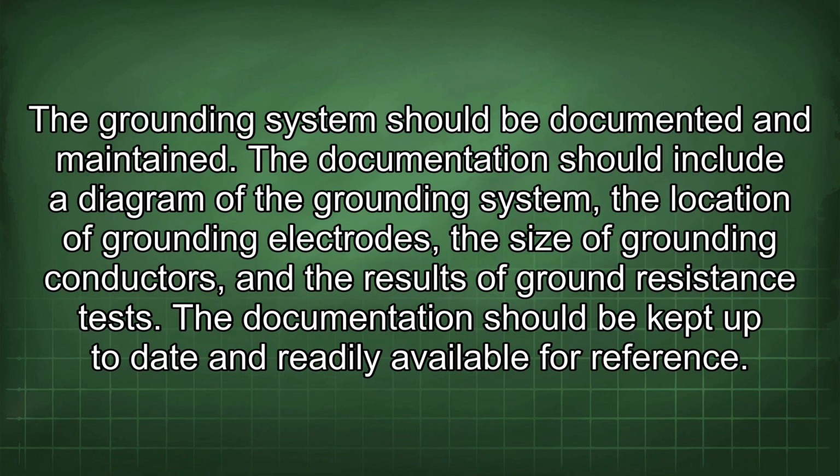The grounding system should be documented and maintained. The documentation should include a diagram of the grounding system, the location of grounding electrodes, the size of grounding conductors, and the results of ground resistance tests. The documentation should be kept up to date and readily available for reference.